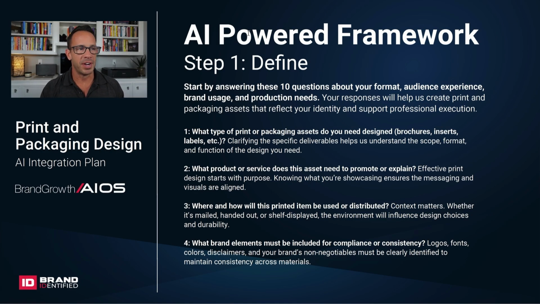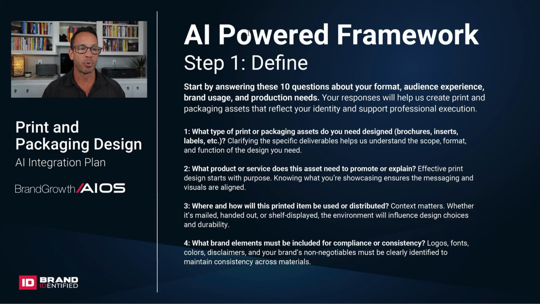So step number 1 of this AI-powered framework is to define. Start by answering these 10 questions about your format, your audience experience, your brand usage, and production needs. Your responses will help us create print and packaging assets that reflect your identity and support professional execution. So question number 1 here is, what type of print or packaging assets do you need designed? So for example, brochures, inserts, or labels. Clarifying the specific deliverables helps us understand the scope, the format, and the function of the designs that you need.